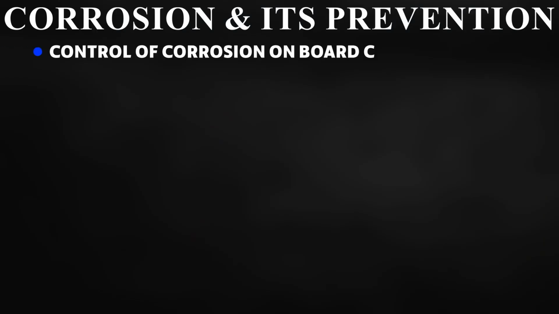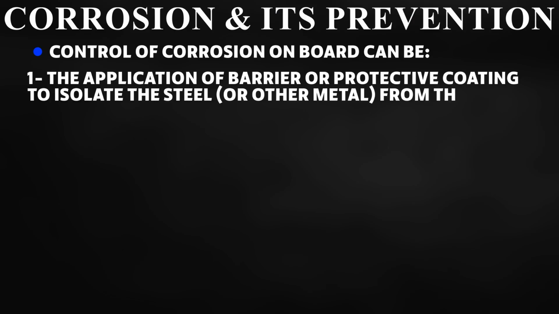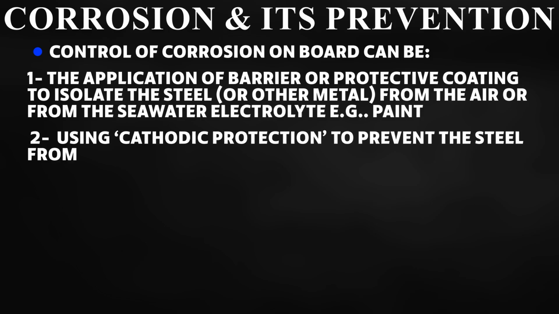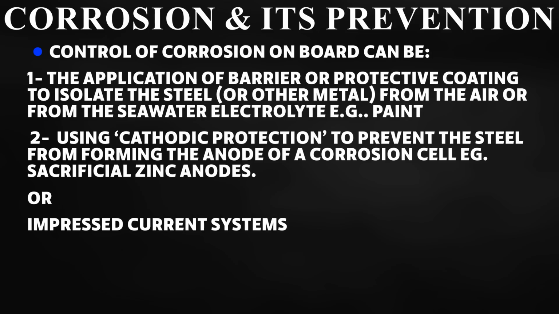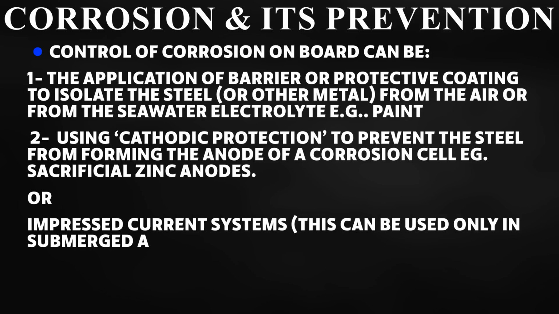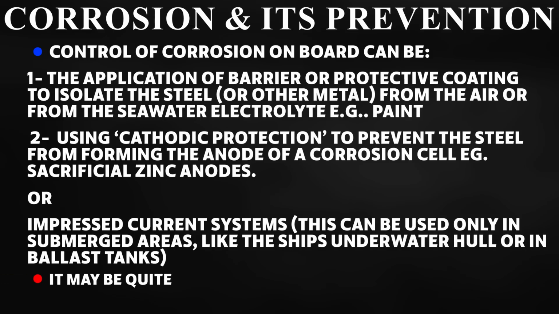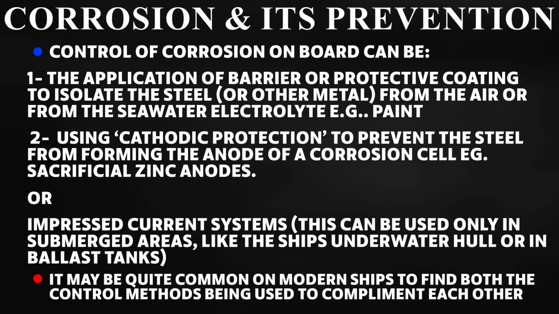Control of corrosion on board can be: 1. The application of a barrier or protective coating to isolate the steel or other metal from the air or from the seawater electrolyte, e.g., paint. 2. Using cathodic protection to prevent the steel from forming the anode of a corrosion cell, using sacrificial zinc anodes or impressed current systems. This can be used only in submerged areas, like the ship's underwater hull or in ballast tanks. It is quite common on modern ships to find both control methods being used to complement each other.